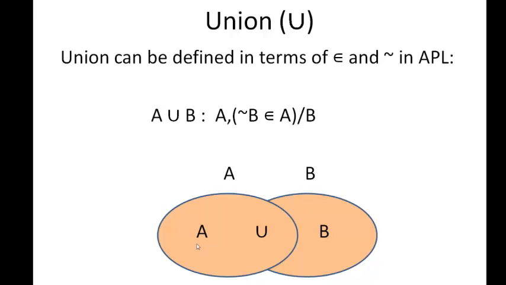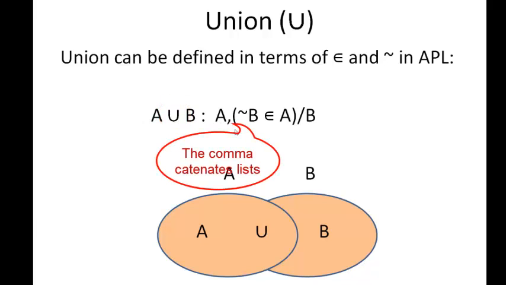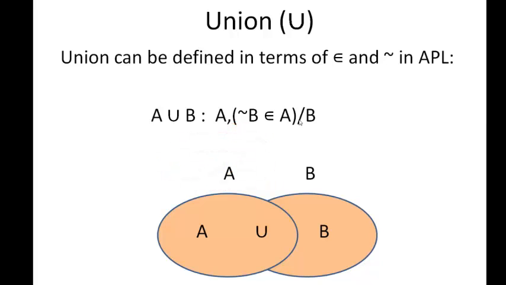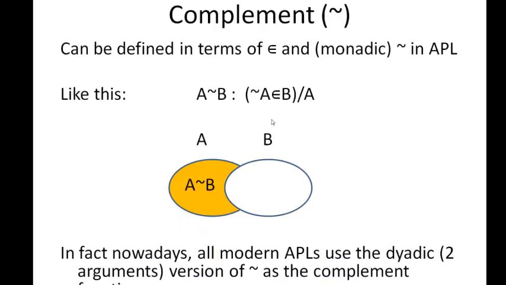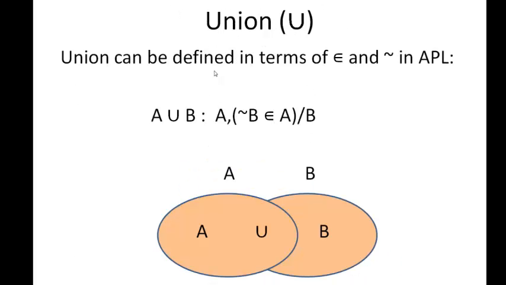Union can be defined in terms of membership and tilde also in APL. For example, A union B can be defined as all the members of A catenated to all the members of B not in A. This looks pretty much like the one we had here before, the complement. So it's A and the complement of B in regards to A. So it's A union B.